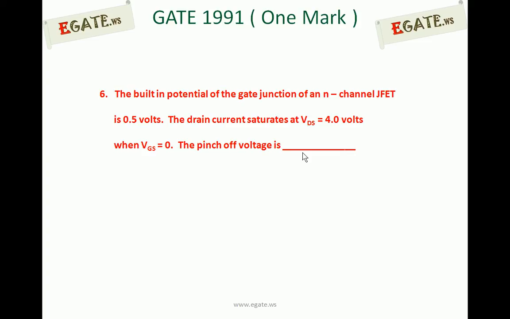The given thing is the built-in potential of the gate junction for an N-channel JFET, and when the drain current is getting saturated, that is, becoming constant, is also given. We need to calculate the pinch off voltage. First of all, we should know the pinch off voltage definition. The correct answer for this question is minus 4 volts. We see the details now.